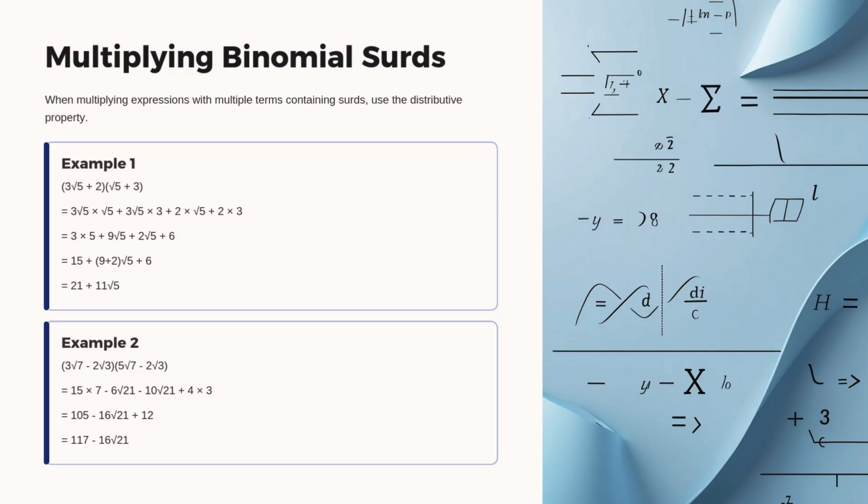Equals 105 minus 16 times the square root of 21 plus 12. This is obtained by combining like surd terms and constants. Equals 117 minus 16 times the square root of 21. This is obtained by adding the constants 105 and 12.